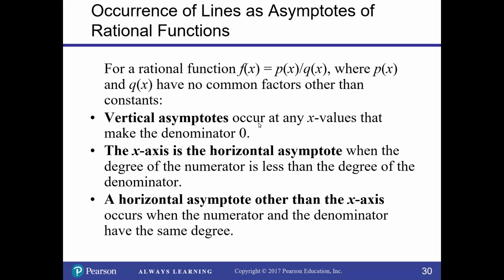So for any rational function f, which is p over q, where p and q have no common factors other than constants, vertical asymptotes occur at any x value that makes the denominator 0. The x-axis is the horizontal asymptote where the degree of the numerator is less than the degree of the denominator. A horizontal asymptote other than the x-axis occurs when the numerator and the denominator have the same degree. So just as long as the top and bottom are not sharing common factors, this is how we can quickly find vertical asymptotes and the two kinds of horizontal asymptotes that may occur.